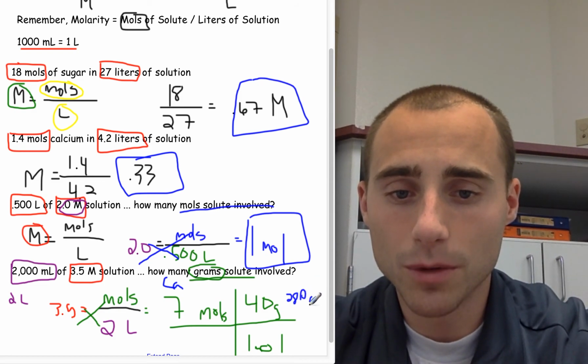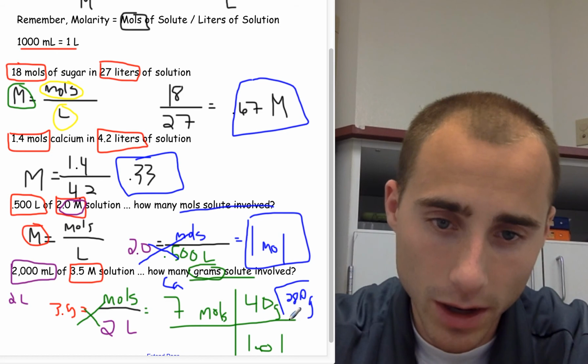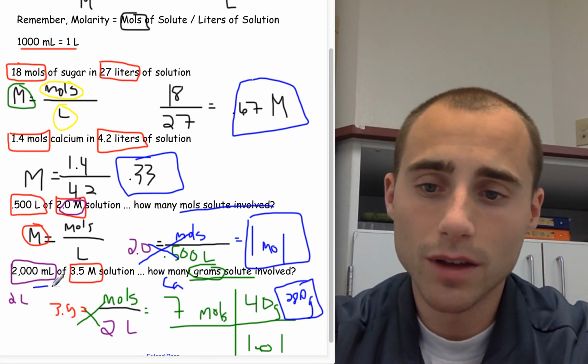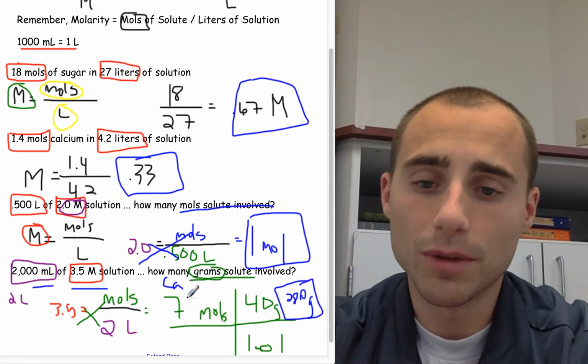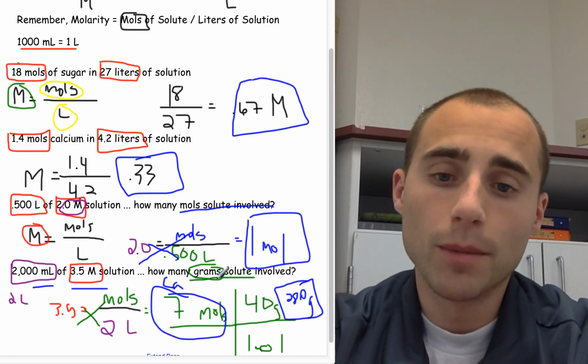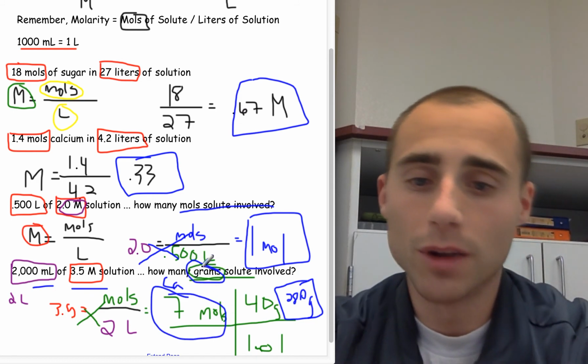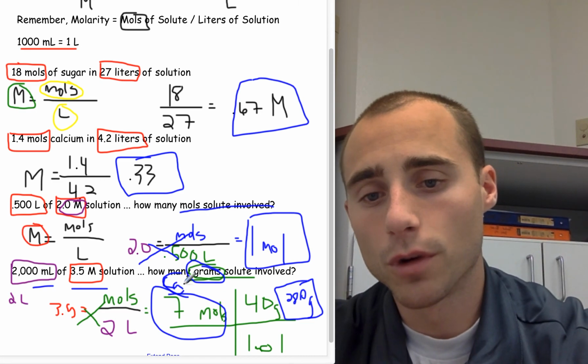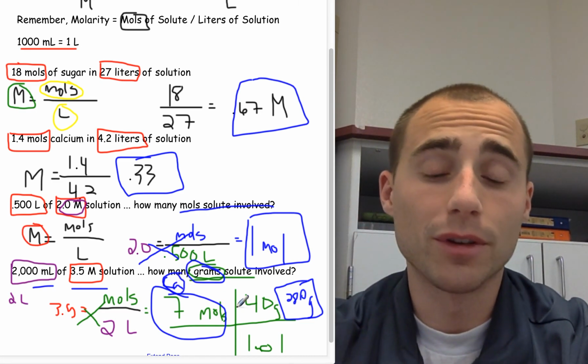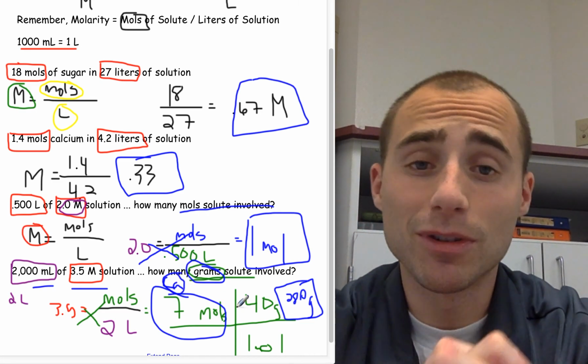So that question was a little bit different because we were given milliliters and we were given molar, and then we ended up solving for moles, which is correct. But then it was asking for grams, so we just converted the number of moles of calcium that we solved for into grams of calcium. So that is a basic synopsis of molarity.